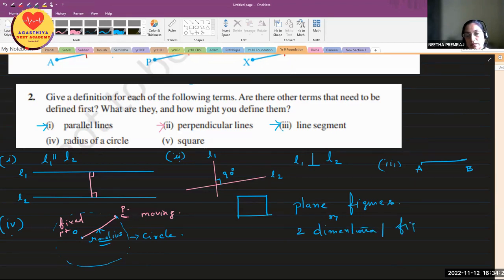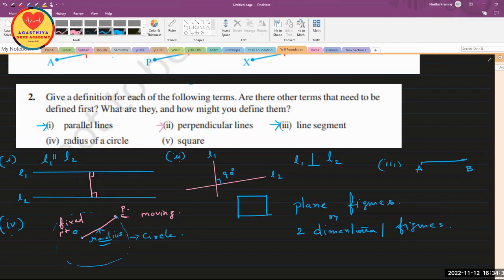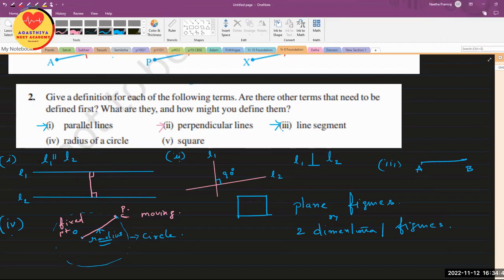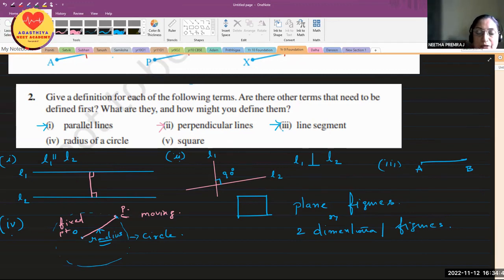Name some two-dimensional figures. Yes, Seshatri. Ma'am, rectangle. Rectangle, square, triangle, circle. Pentagon, hexagon, ma'am, nonagon. Trapezium, kite, all these shapes are 2D figures or plane figures. Okay, make a note of it.